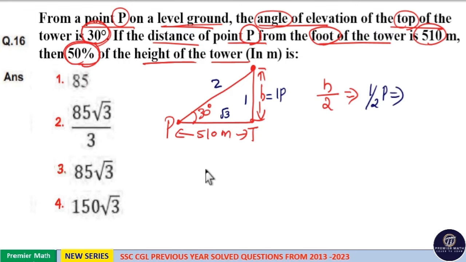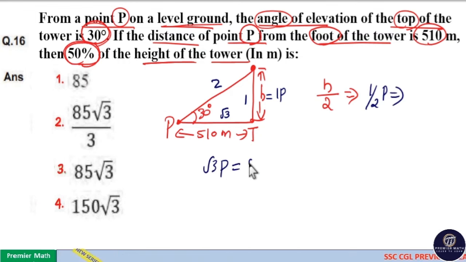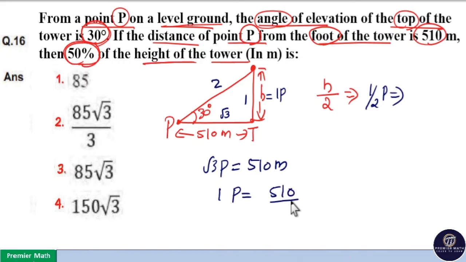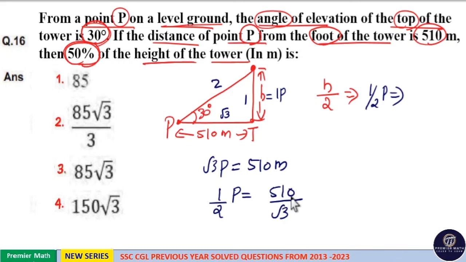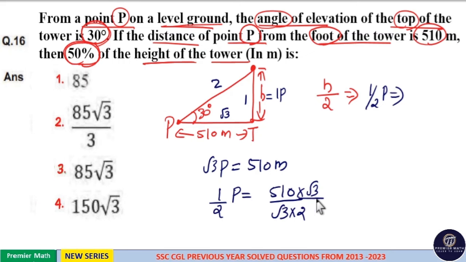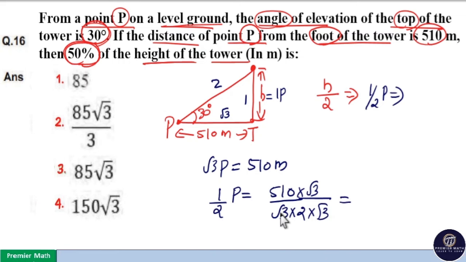So, from this, root 3 part is equal to 510 meter. Then, we need to find out 1 by 2 part. 1 part is equal to 510 by root 3. Then 1 by 2 part is equal to 510 by root 3 by 2. Now, to remove this root 3, multiply root 3 in both numerator and denominator. Now, root 3 into root 3 is 3. 3 into 2 is 6.